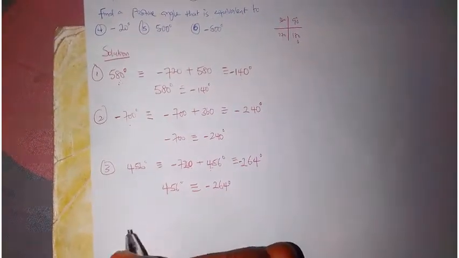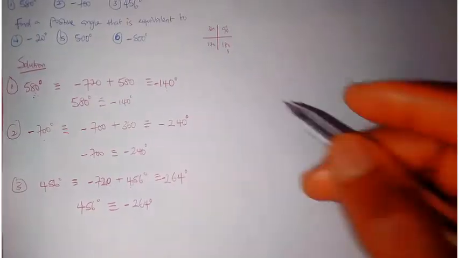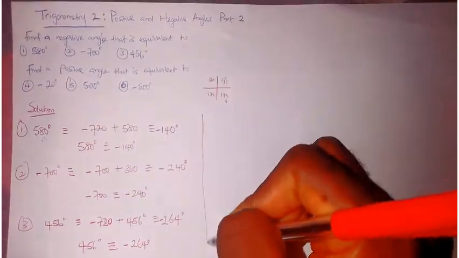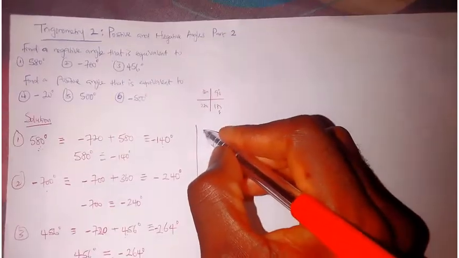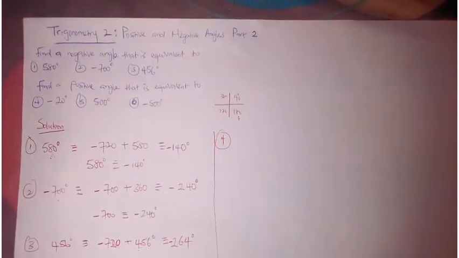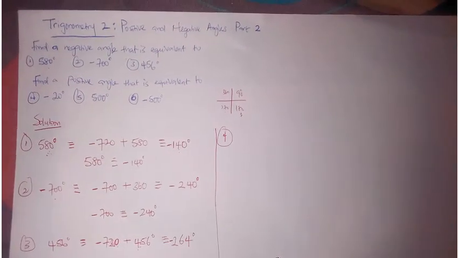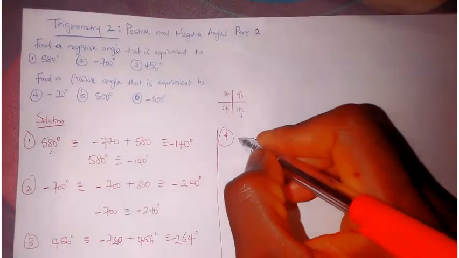So that's for the first part. Now for the second part, what do we have? Number 4. Find a positive angle that is equivalent to minus 20 degrees. Positive angle now.